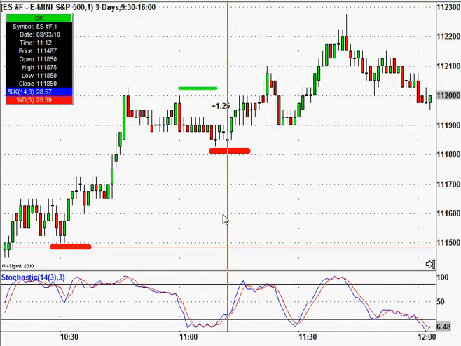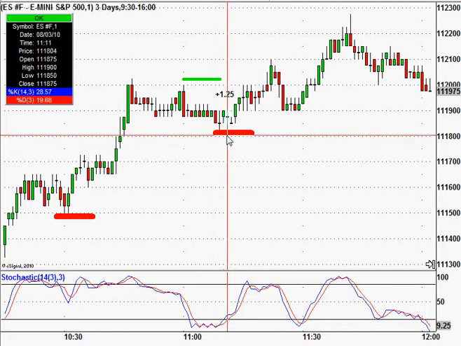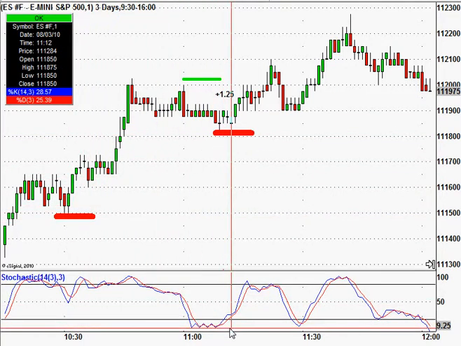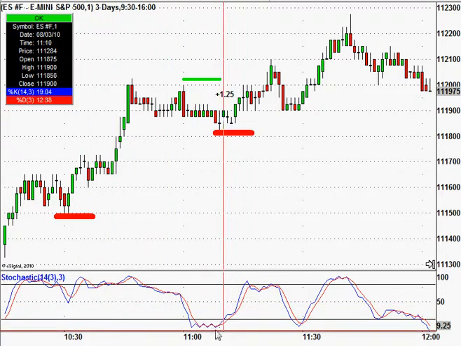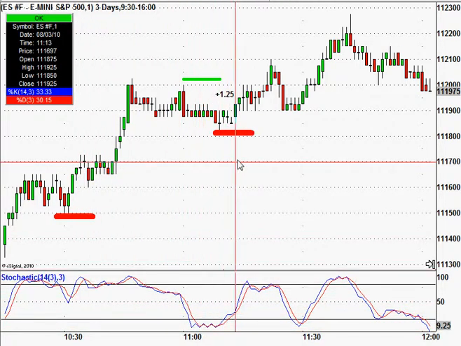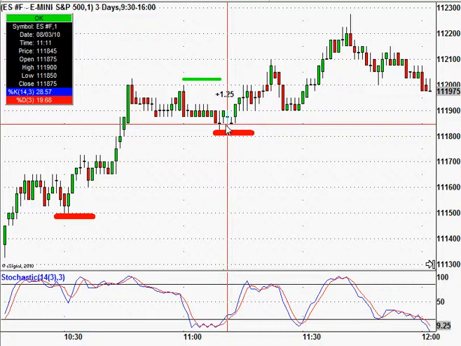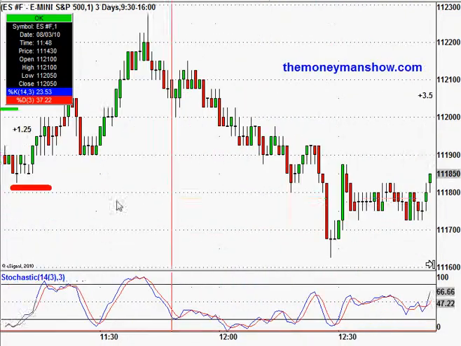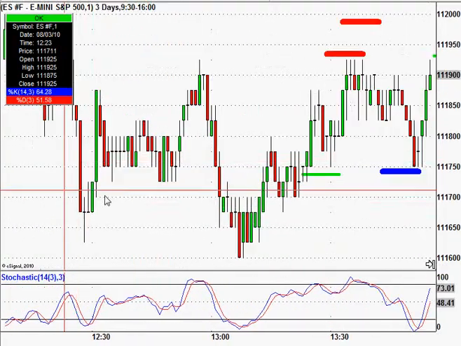And this one is higher low, and the stochastic is lower. Okay, divergency. I would enter here on this one where it crosses above 20 and above the red, with the exit here. It's a 1.25 trade.